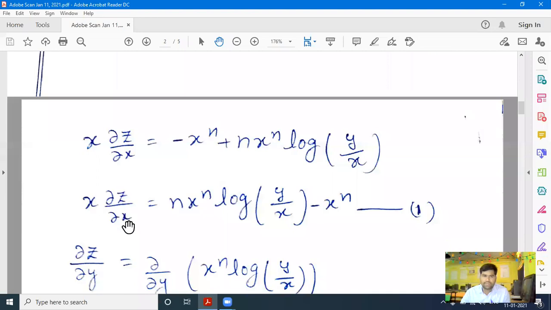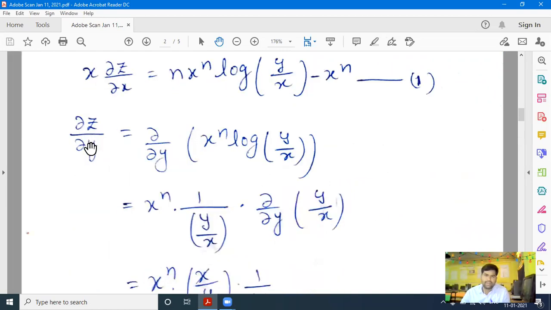So x into ∂z/∂x is equal to, so we are writing this term first. So that is n into x to the power of n log of y by x minus x to the power of n. So we are taking it as equation number 1.